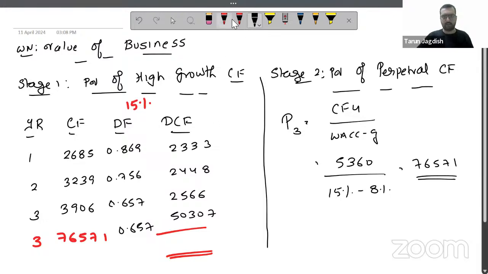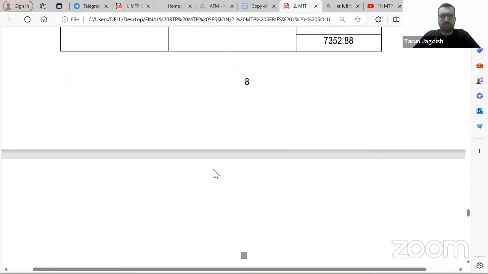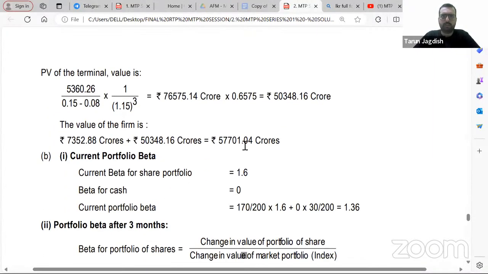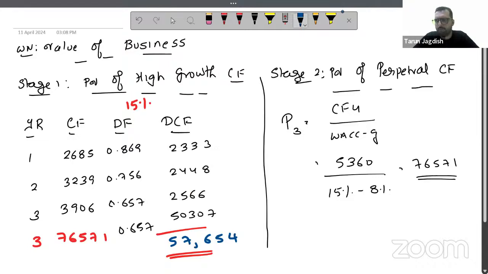I'll get the value as 57,654. Shall we cross check? Yes, they have got 57,701. That's just a rounding error, friends. We have got 57,654. Hence, the value is nothing but the present value of future cash flows.